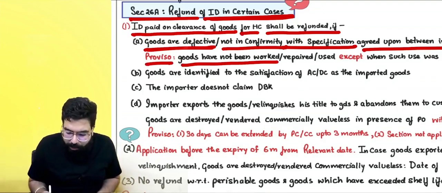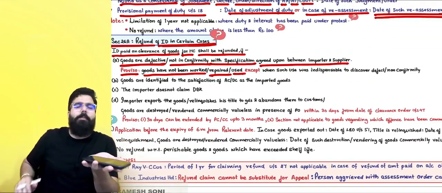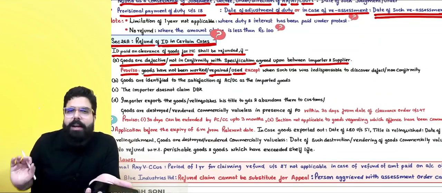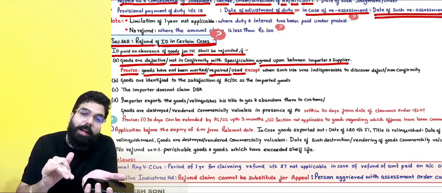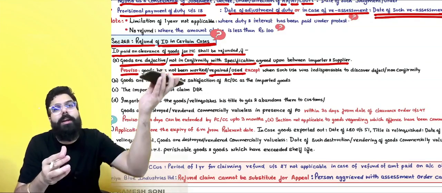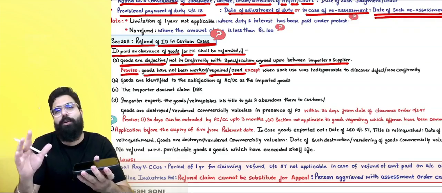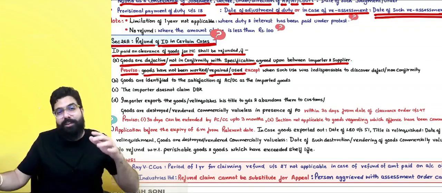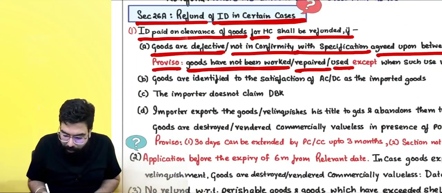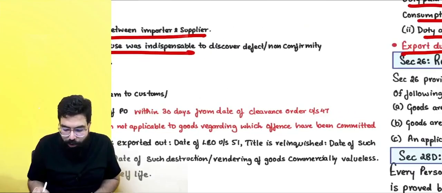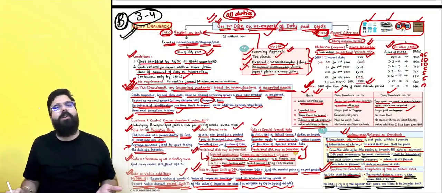Proviso: goods have not been worked out, repaired or used. So, sir, I got the mobile phones home from the custom port and I'm telling it is defective. They are telling, if defective, to understand the defect you have to use it, then it's okay. But if you have bought the goods, used them, and now you want to export, then, sir, please get duty drawback. In this scenario, they will not give you return of duty. Duty drawback after use, you will get under section 74. So, goods have not been worked out, repaired or used except when such use was indispensable to discover the defect. If you use it beyond that, Baba, go to duty drawback.